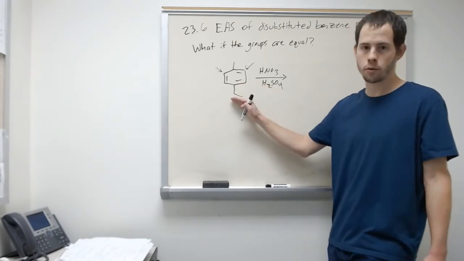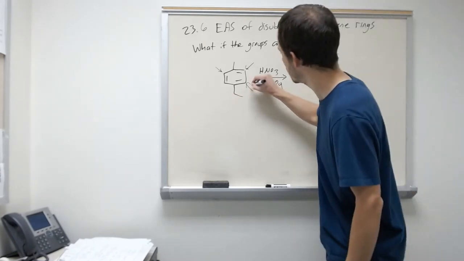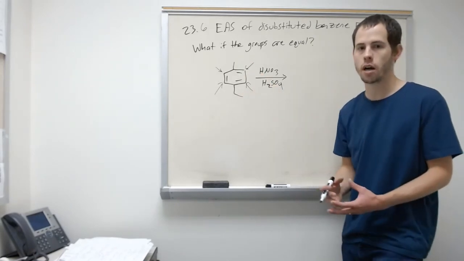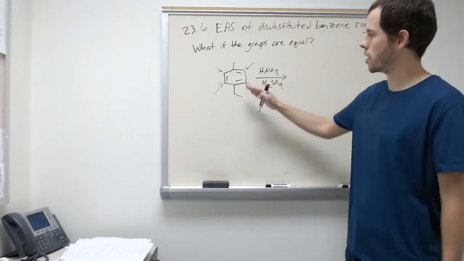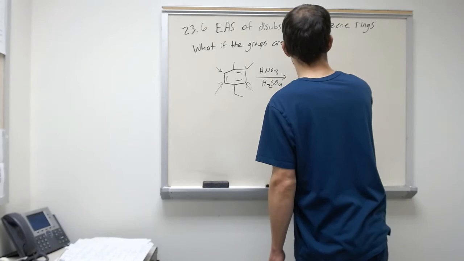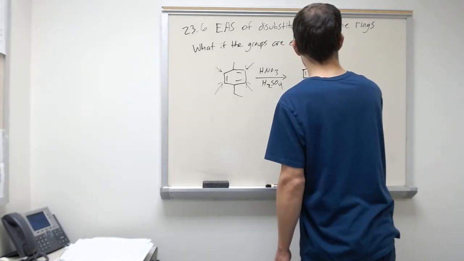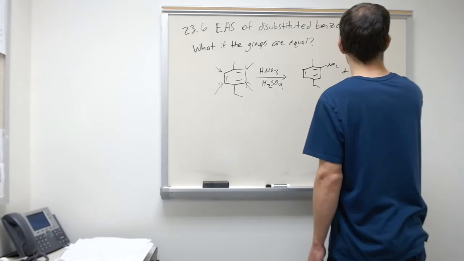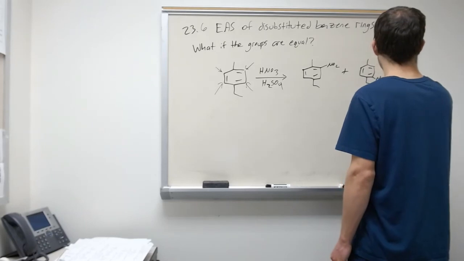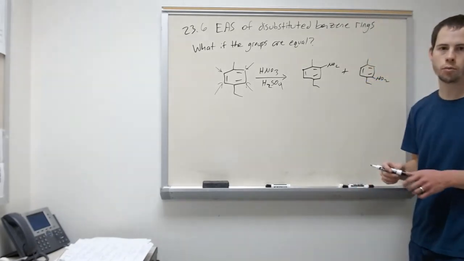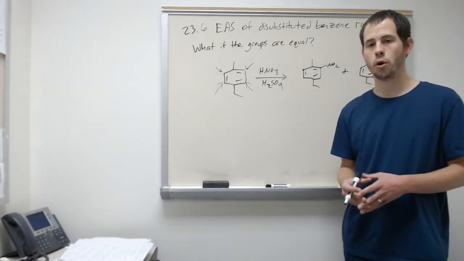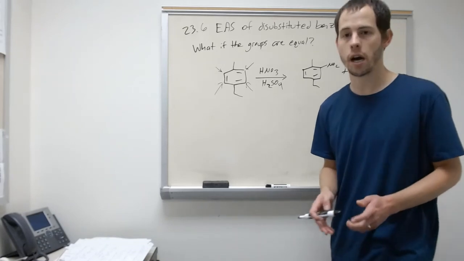Then for this ethyl group, it's an ortho para director, so the ortho positions are here and here, and then the para position is where the methyl group is, so it's blocked. And so we're going to get a combination of the electrophile adding to here and some of it adding to here. And so we get these two products here. So again, if the groups are the same, then we're going to get a mixture of products where they both direct the electrophile to the appropriate spots.